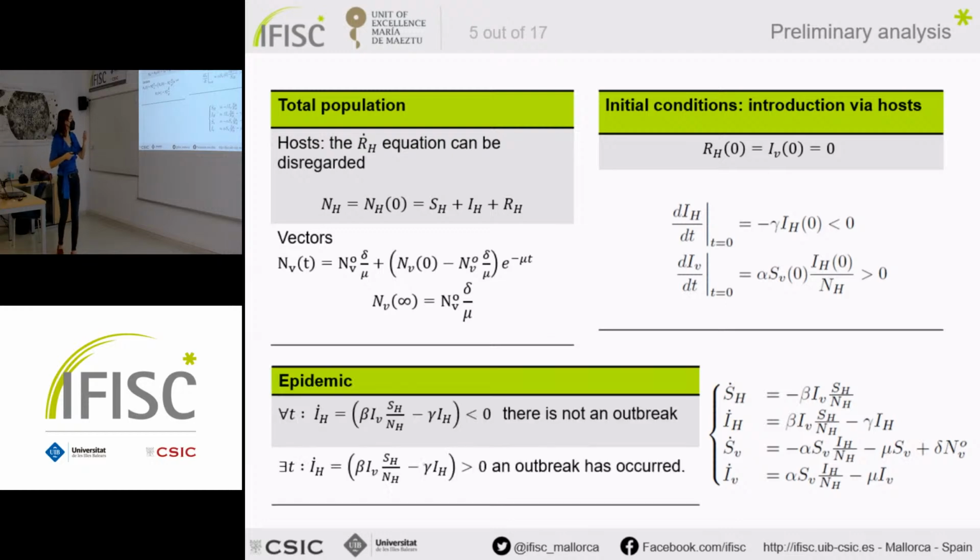So then we can define the epidemic outbreak in this way. If the derivative of infected hosts is always negative, we say that there is no outbreak. And if at some point in time, not at the beginning of the dynamics, because at the beginning it will always be negative, but at some point it's positive, we say that an outbreak has occurred. So we are going to see two cases. First, the general case for delta greater than 0, and then the extreme case where delta is equal to 0, that will account for one year cycle, that then this model may be iterated to account for larger periods of time.